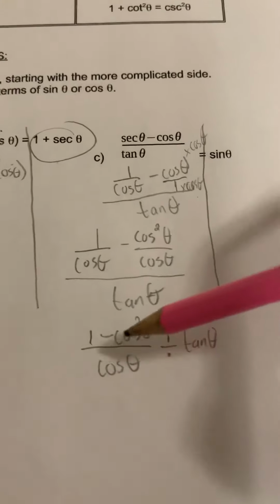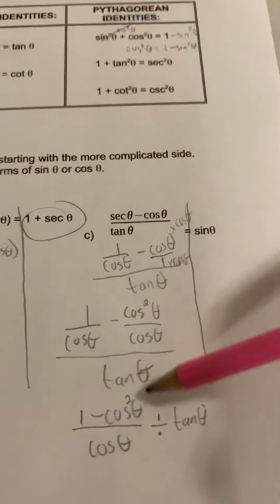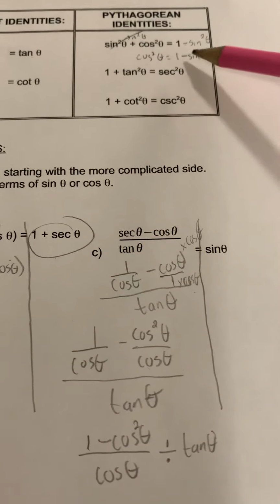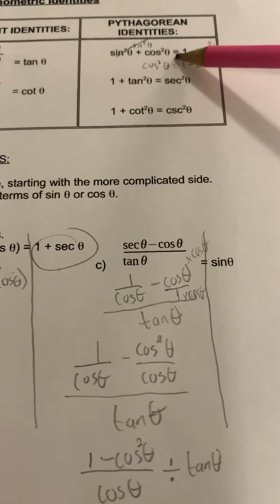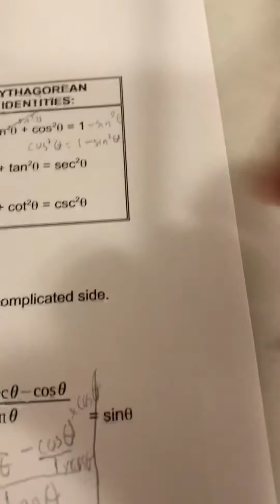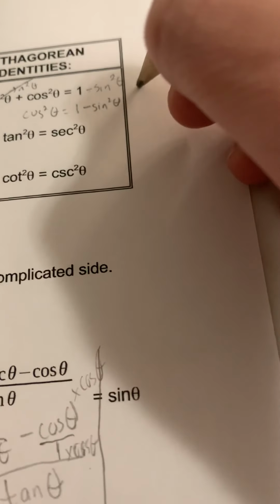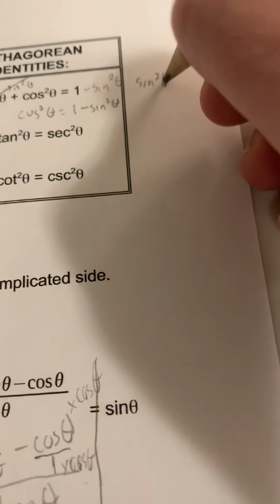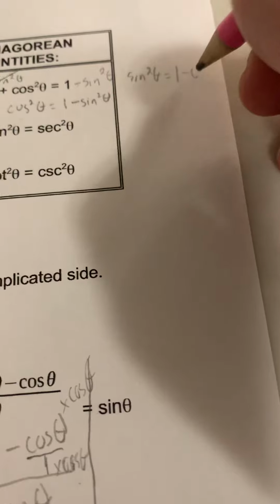Okay, so this one here, 1 minus cos squared theta, goes along this identity here. Remember I said we could move the cos squared theta over. If I did that, sine squared theta is equal to 1 minus cos squared theta. So 1 minus cos squared theta is equal to sine squared theta, and we're going to convert this into sine squared theta.